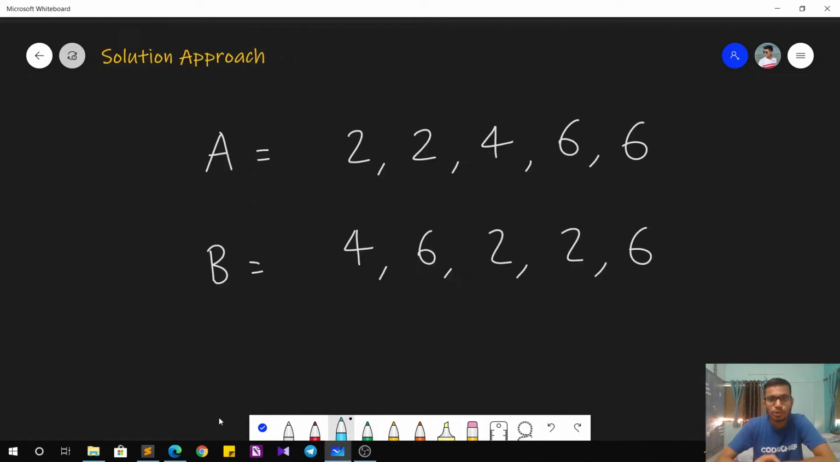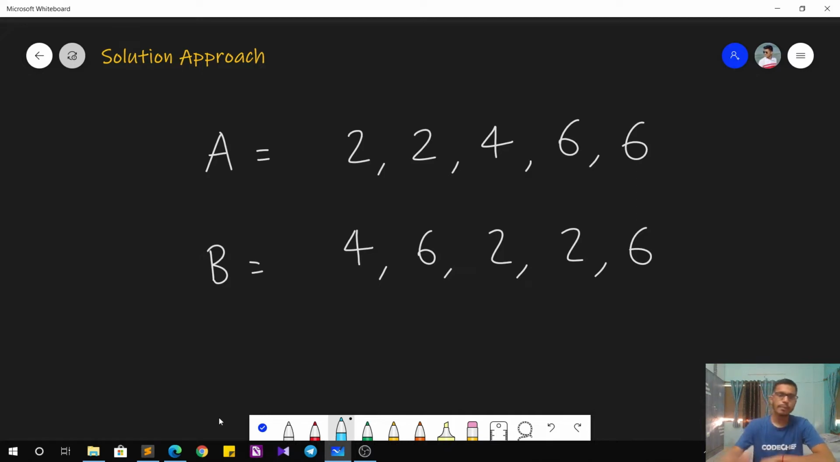The solution approach goes as follows. We will understand the question and its solution with the help of an example. So we have two arrays with us, A and B, and they have pretty much the same elements, but the ordering is different. We have to do some operations on array A such that it is converted to B, and at the same time the score is maximized.